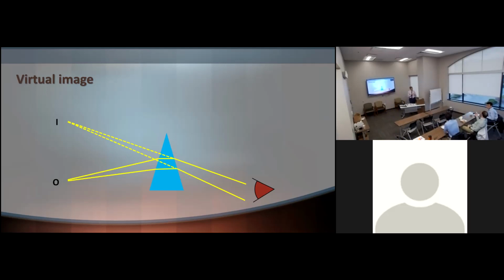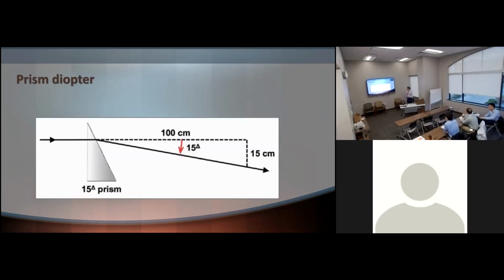So again, the lights bend to the base and the virtual image bends to the apex. That's why we see the image move up. A unit of prism diopter is equal to 1 centimeter of displacement of the image of an object located 1 meter away from the prism.